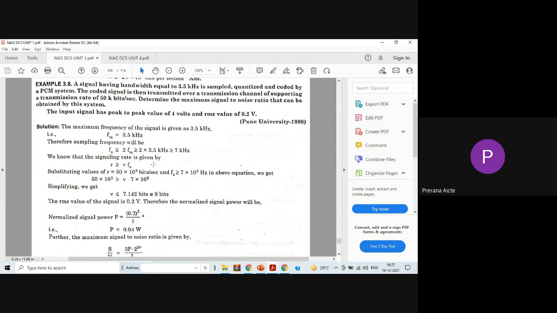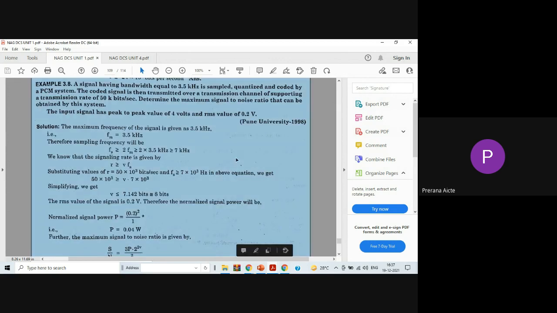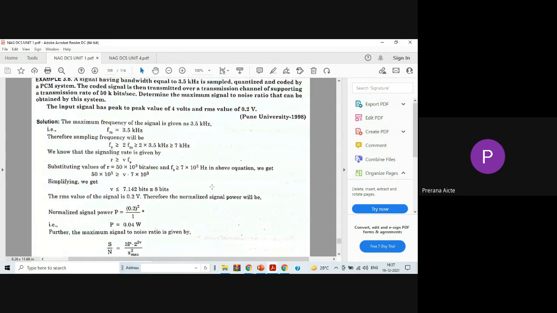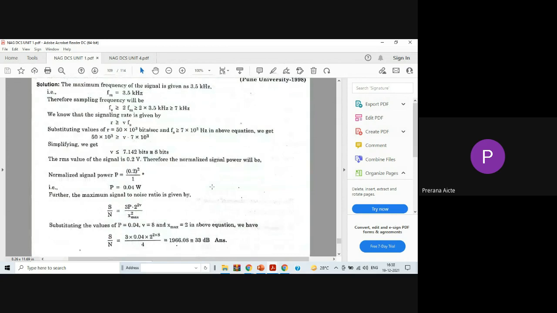And we know, to find the signal to noise ratio, whenever they have given the root mean square value, what is that relation? S by N equals 3 into P into 2 power 2V by X max square. And they have given the root mean square value, so P equals V square by R. That is V RMS is 0.2, so P is 0.04.